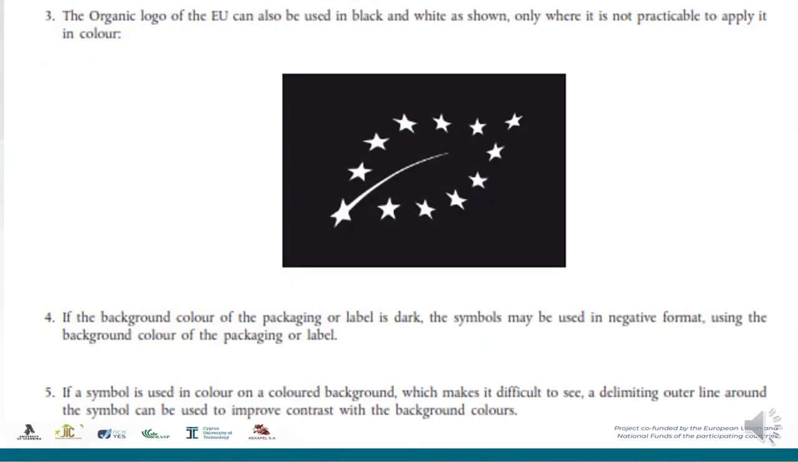So the organic logo of the EU can also be used in black and white as shown, only where it is not practicable to apply it in color. If the background color of the packaging or label is dark, the symbols may be used in negative format using the background color of the packaging as label. If a symbol is used in color on a colored background, which makes it difficult to see, a line outer or around the symbol can be used to improve contrast with the background colors.